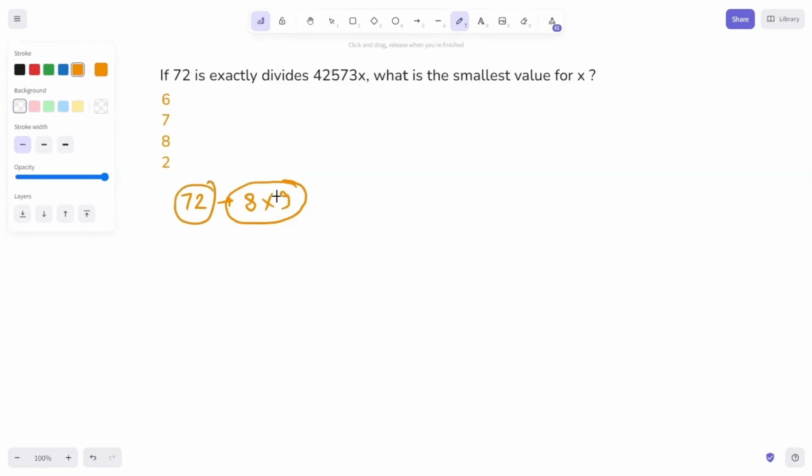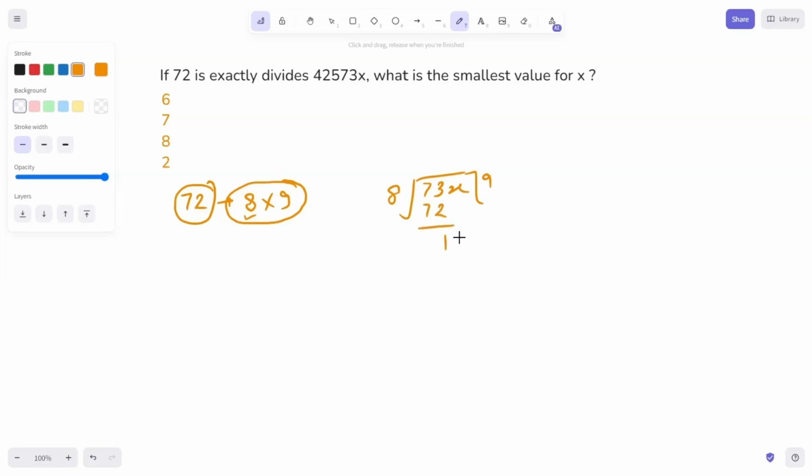So let's apply the divisibility rules of both numbers to this number. First we will apply the divisibility rule of 8. What is the divisibility rule of 8? It concerns the last 3 digits of a number. If the last 3 digits of a number are divisible by 8, this means that the number is completely divisible by 8. So what are the last 3 digits? 73x. Let's divide it by 8. 8 9s are 72. It will become 1x.